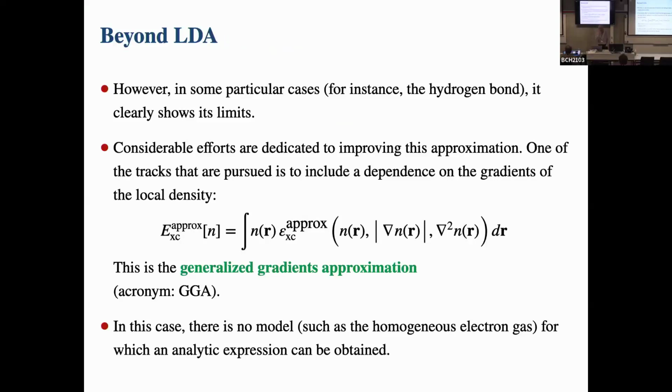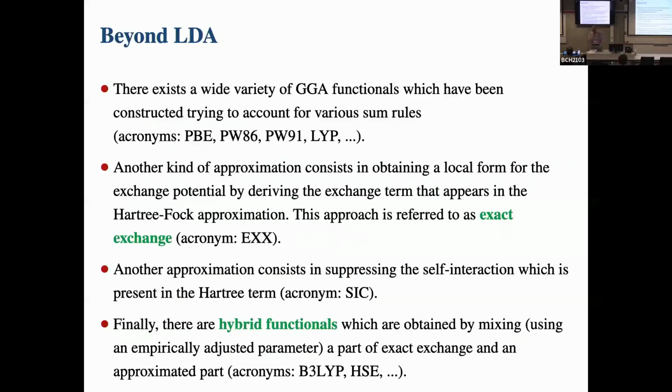So for instance, the hydrogen bond, it is well known that LDA has a problem with that. And so people came up with other approximations, one of which is the so-called generalized gradient approximation that basically says that this exchange correlation here depends not only on the density at the point that we're considering, but also on its gradient, hence the name generalized gradient approximation. Okay? In this case, there is no analytic formula as in the case of LDA for the homogeneous electron gas, but other analytic expressions have been derived and proposed, so that you have an explicit formula to compute this exchange correlation. And so there is a number of flavors of the GGA that have been popular in the past.